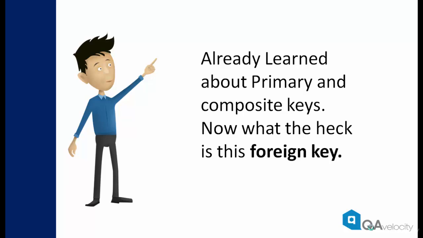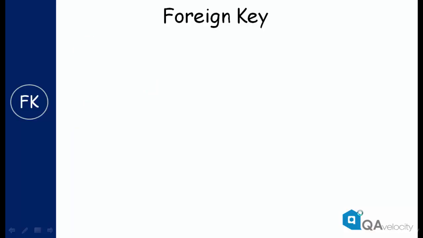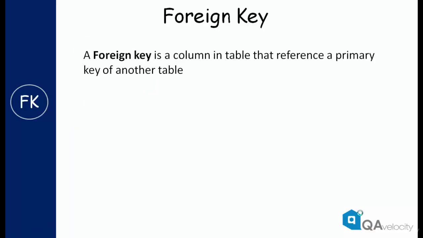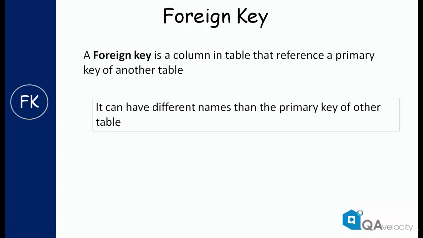All right, we have already covered primary and composite key. Now what the heck is this foreign key? So a foreign key is a column in a table that references the primary key of another table. A foreign key can have a different name than the primary key of the other table.